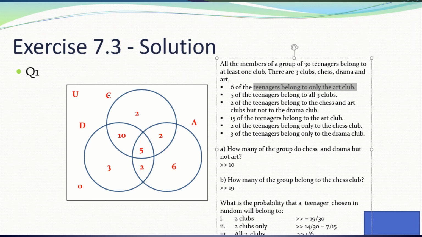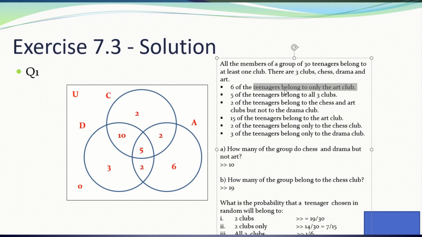First of all, you label chess, drama, art first. You follow this way, then it's easier for you to follow my slide. Don't go and put C, D, A, then you'll be asking me why it is here and there. Just follow this, it will be easier. Chess, drama, art. So all 3, 5 in the middle.